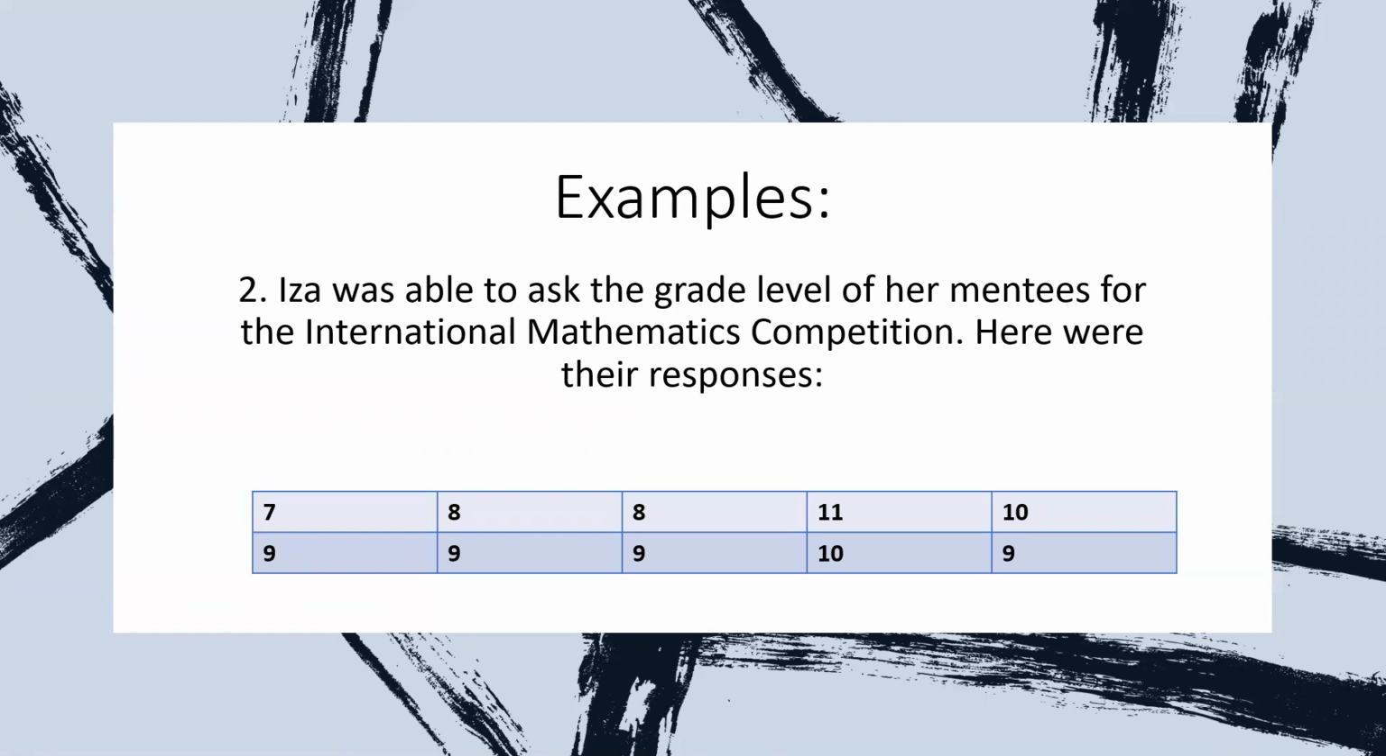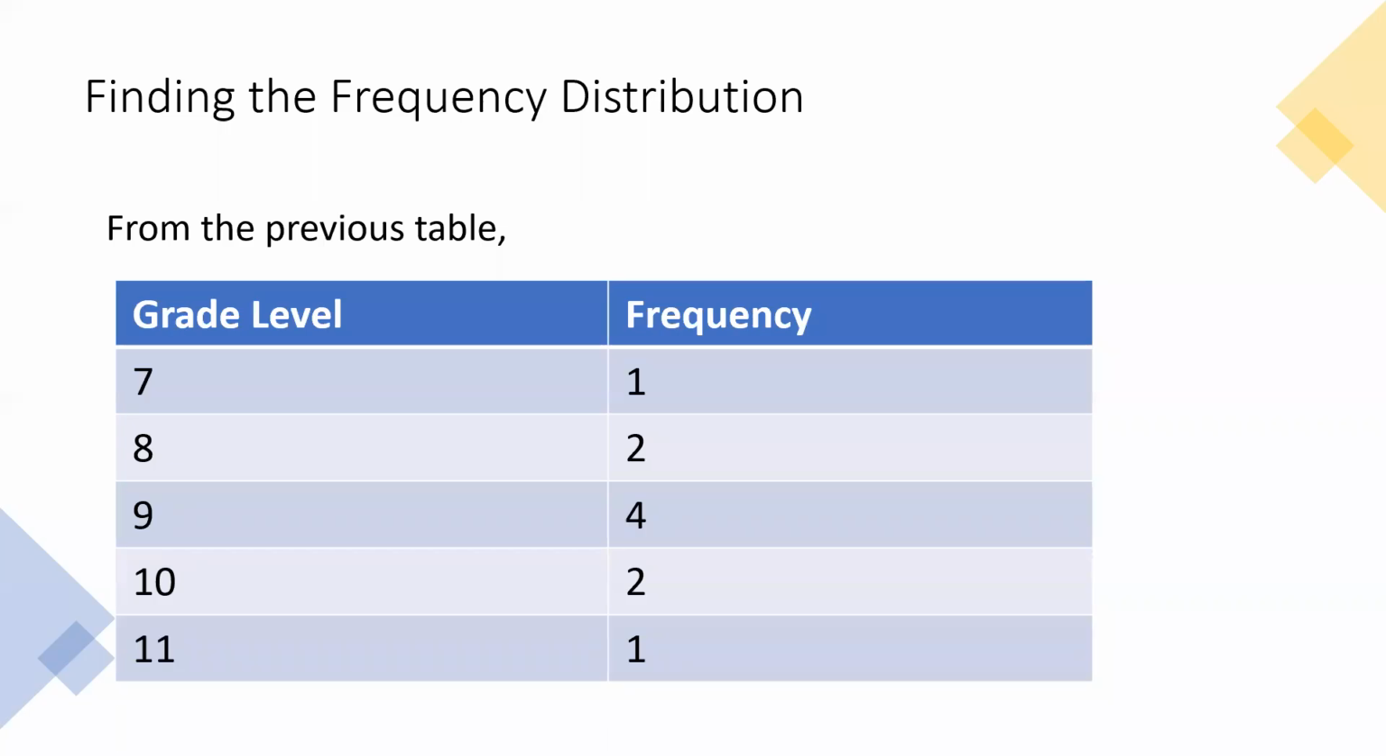So we can tell that there's only one grade 7 student, there are two grade 8 students, there are four grade 9 students, there are two grade 10 students, and there's only one grade 11 student. Okay, so now we're going to identify the frequency distribution. So here, ta-da! The frequency is based on the number of students according to the grade level. In grade 7, we have only one. In grade 8, we have only two. In grade 9, we have four. While in grade 10, we have two. And in grade 11, we have only one. So if we add them together, it will be 10. So ibig sabihin 10 ang students.